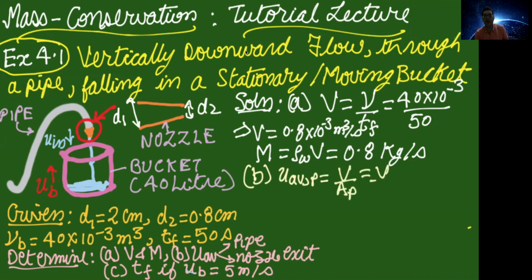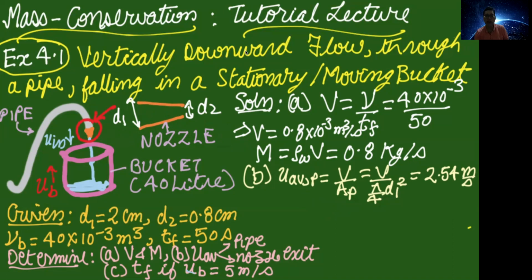Now in part B of the question, we have to obtain the average velocity through a pipe and at the nozzle exit. Once we know the volumetric flow rate, the average velocity is related to the volumetric flow rate through the cross-sectional area. So if you divide the volumetric flow rate by the area of cross-section of the pipe, which is pi by 4 d1 square, this is the nozzle inlet at which the pipe is connected. The pipe is of diameter d1, so the area of the pipe is pi by 4 d1 square. Divide it, and you get an average velocity of the fluid flowing through the pipe as 2.54 meter per second.